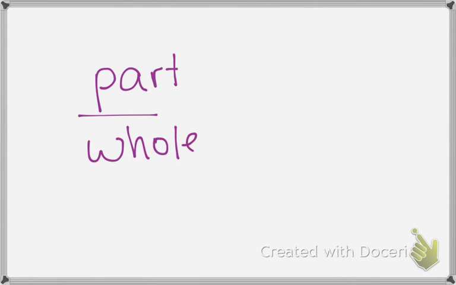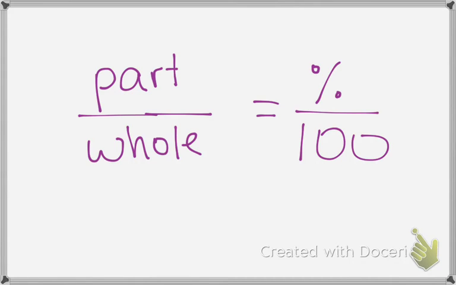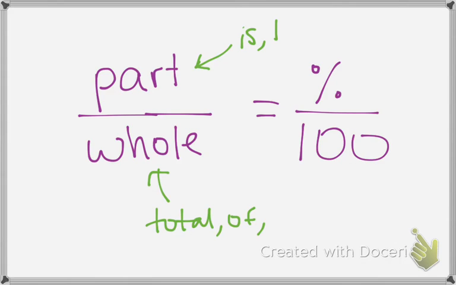So again, we have part over whole equals percent over 100. Oops, that's morning, teachers, sorry about that. Okay, so again, the percent's easy. It's just the percent sign. The whole, that means your total, your of. And the part, that's your is, your tax, your commission. My handwriting's getting worse and worse.